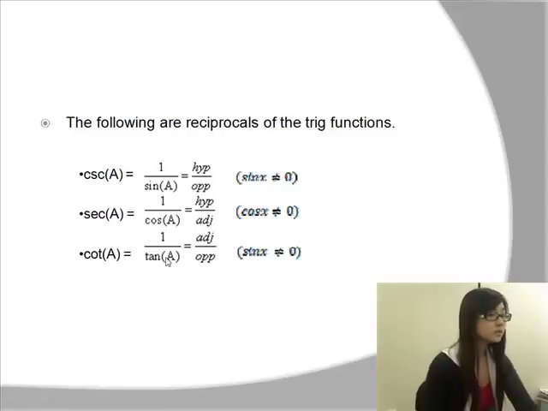Cotangent of A equals 1 over tan of A. Tan of A equals the opposite over adjacent. Therefore, cotangent of A equals the adjacent over opposite. Remember that tan of A equals sine over cos. Therefore, the cotangent of A will be equal to cos x over sine x. Therefore, sine x cannot be equal to 0 because the denominator cannot be equal to 0.